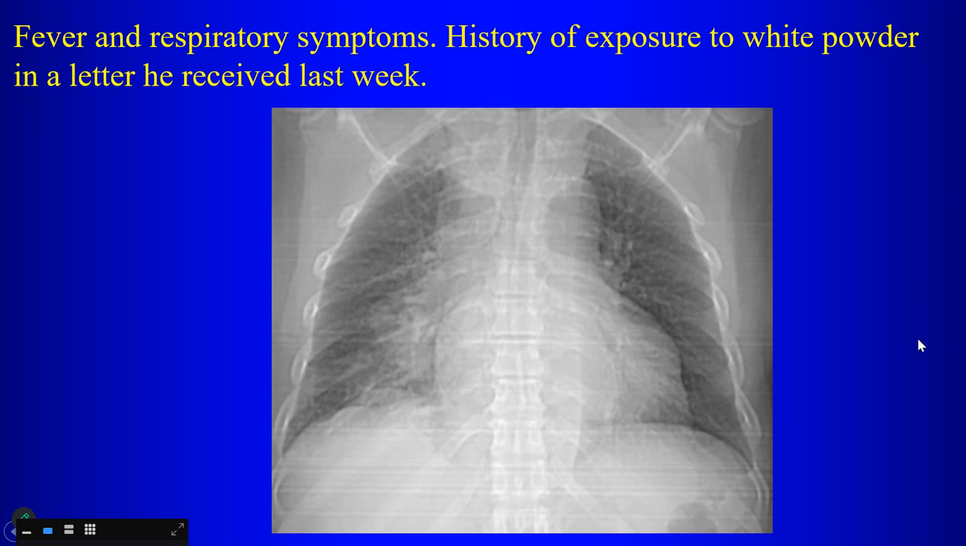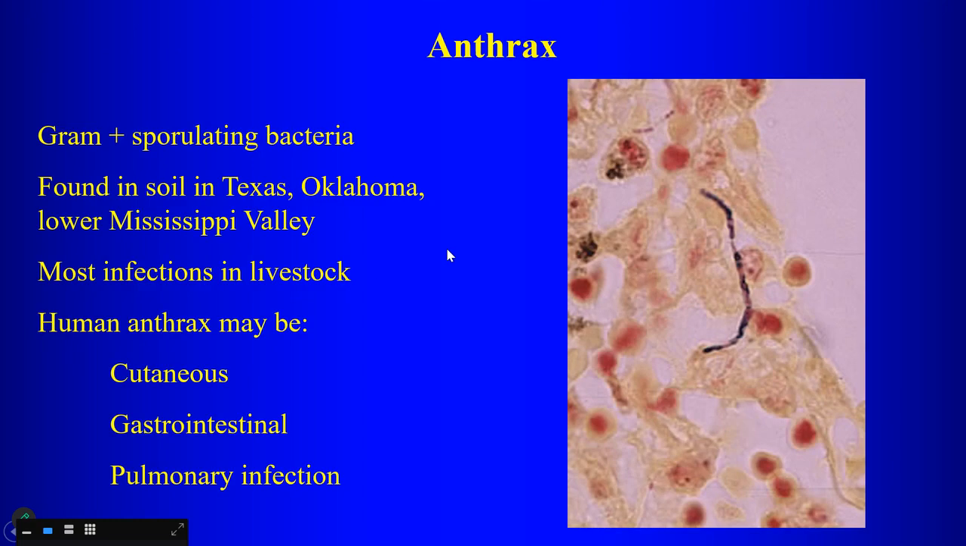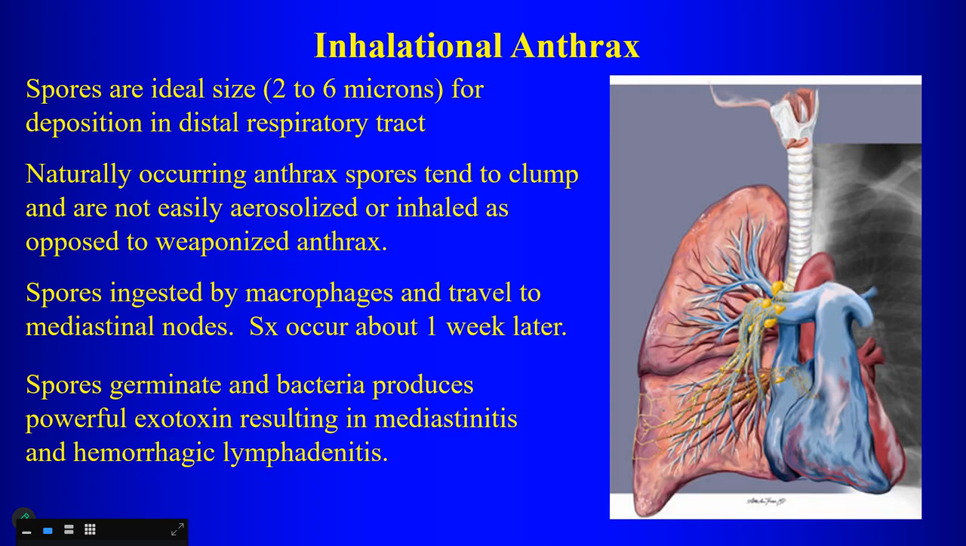Anything else we see here? Besides the wide mediastinum, probably from lymphadenopathy, anything else abnormal? Yeah, it's the right perihilar consolidation, all right? So given this history, what is it we're supposed to think about here? Anthrax, yeah. So naturally occurring, it's pretty rare, right? So most infections are in livestock. Human anthrax, when people are infected, tends to be cutaneous infections. So pulmonary infections are unusual, but they can occur.